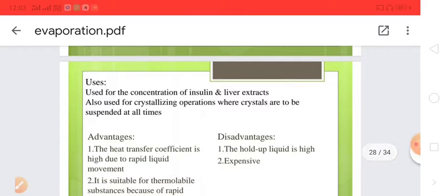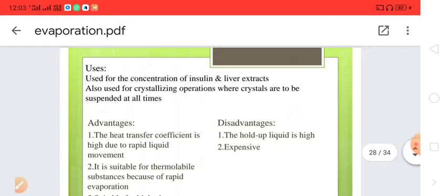Uses: concentration of insulin and liver extract. It is also used in crystallizing operations, where crystals are to be suspended at all times.